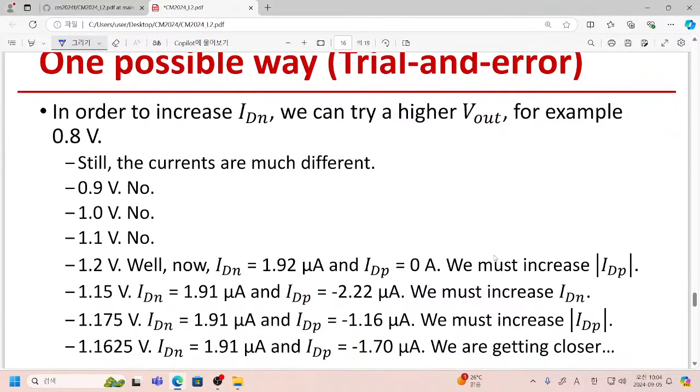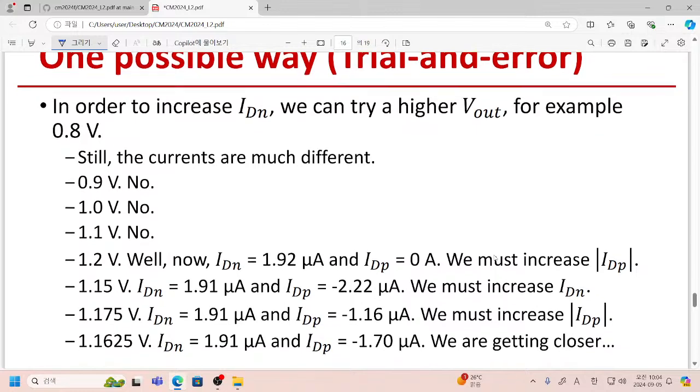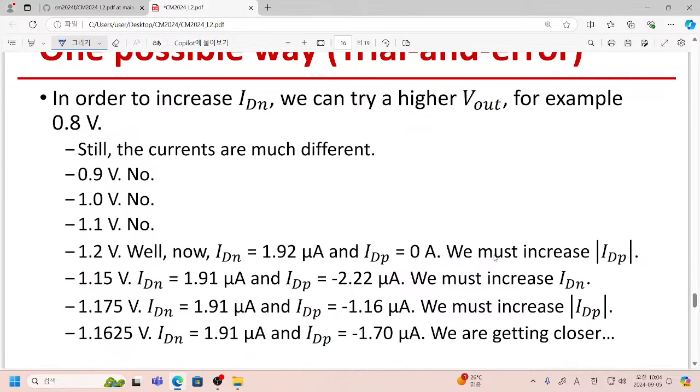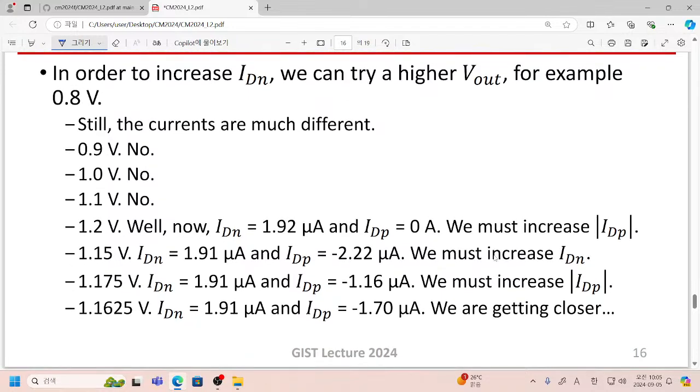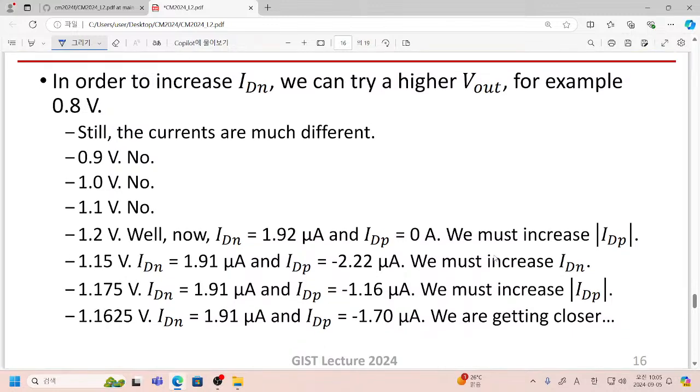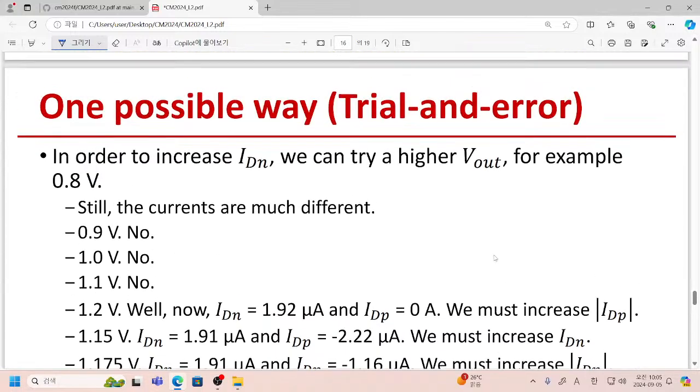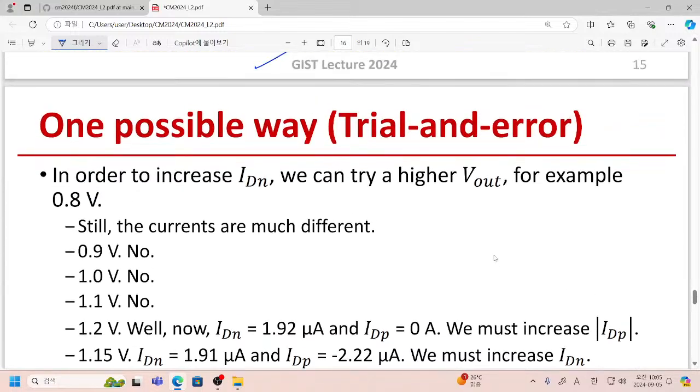Then maybe you can ask me this question. There are infinite number of combinations of V in and V out, each of them can have infinite number. Then how can we find a good enough voltage transfer curve? Actually, it is not possible to make such a blind test, and if it fails, try another. Instead of that, I want to show you one possible way.